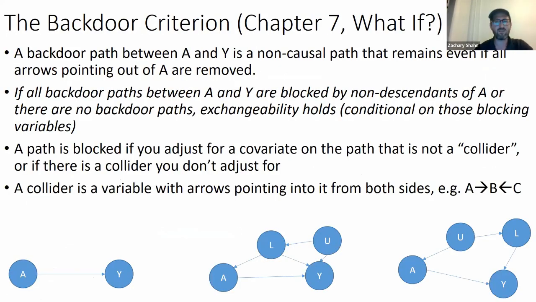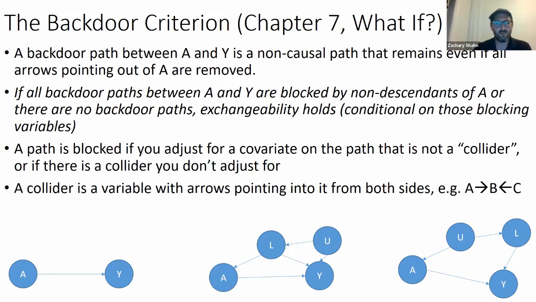So let's generalize. Instead of looking at a graph and trying to just reason about whether there should be no systematic differences between treated and untreated, you can actually just look at the graph and apply a rule, and you can know whether exchangeability holds. It's called the backdoor criterion. Okay, so a backdoor path between A and Y is a non-causal path, so not due to the causal effect of A on Y, that remains even if all arrows pointing out of A are removed.